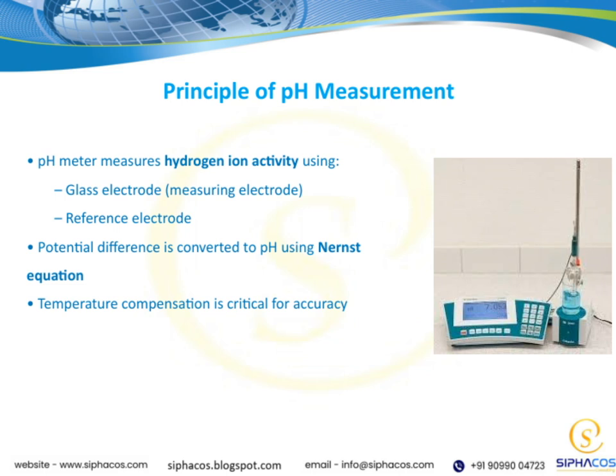This potential difference is then converted into a pH value using the Nernst equation, which relates voltage to ion concentration. Now, an important factor to keep in mind is temperature. Temperature changes can affect the electrode response, so temperature compensation is critical to ensure accurate and reliable pH readings. Overall, understanding these core principles helps us appreciate how pH meters provide precise measurements essential for many applications.